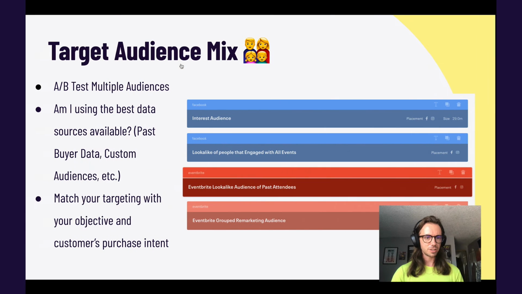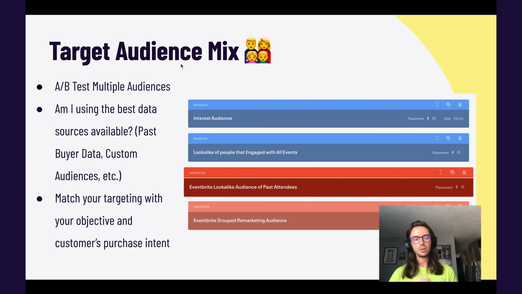So that pretty much covers the target audience mix. We just want to make sure that we are A/B testing multiple audiences, we're using the best data that we have available to us, and that we're matching our targeting with the objective and our consumer's purchase intent at this point in time.